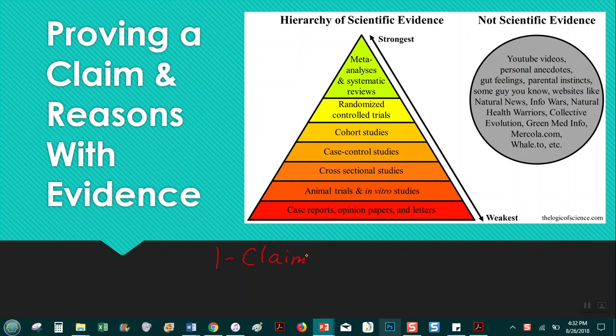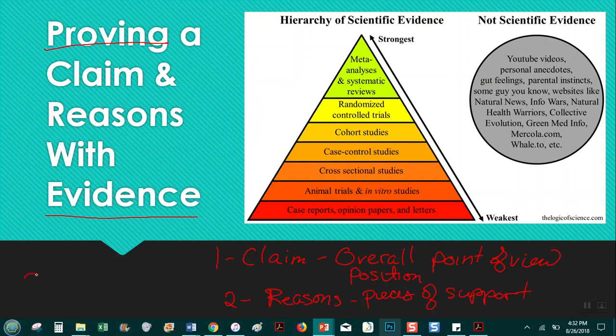The first part is your claim. That is a sentence that shows your overall point of view. It shows what your position will be. And then we also talked about reasons, which are the statements of logic that you're going to explore in your essay. So the pieces of support for your claim. And now we're going to talk about proving that claim and reasons using evidence, which is our third part.